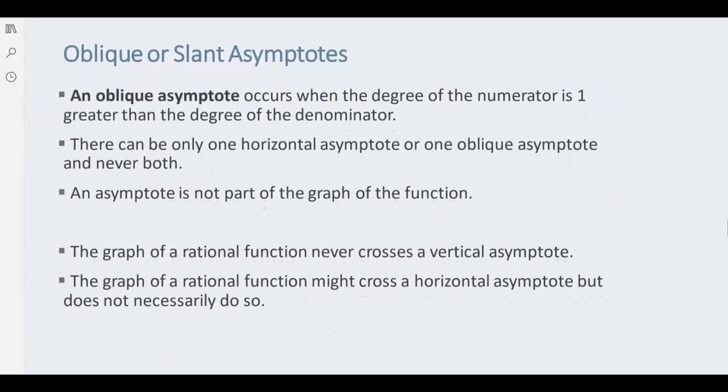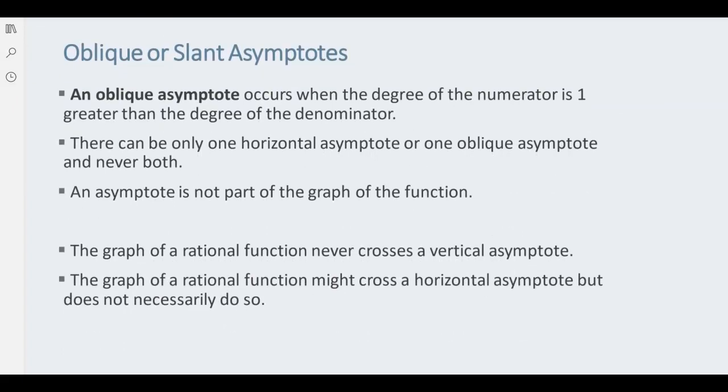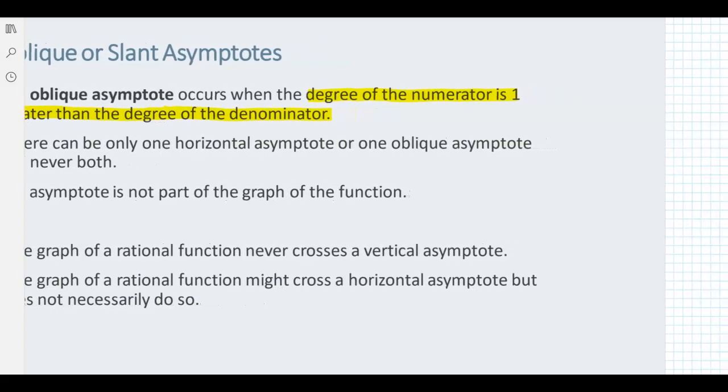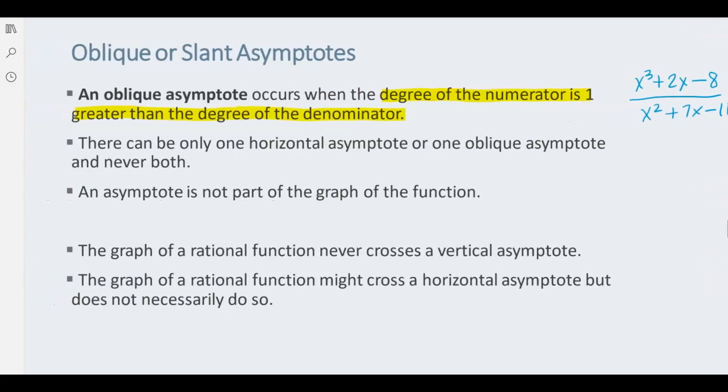And in these cases where there's potentially a slant asymptote, then we will have to do long division. This happens when the degree of the numerator is exactly 1 more than the degree of the denominator. So an example would be x cubed plus 2x minus 8 over x squared plus 7x minus 10, right? When the degree of the numerator is exactly 1 more, then there's potentially a slant asymptote.